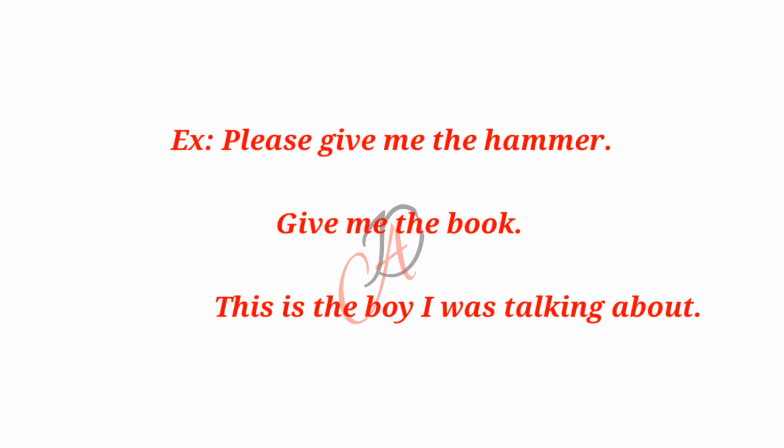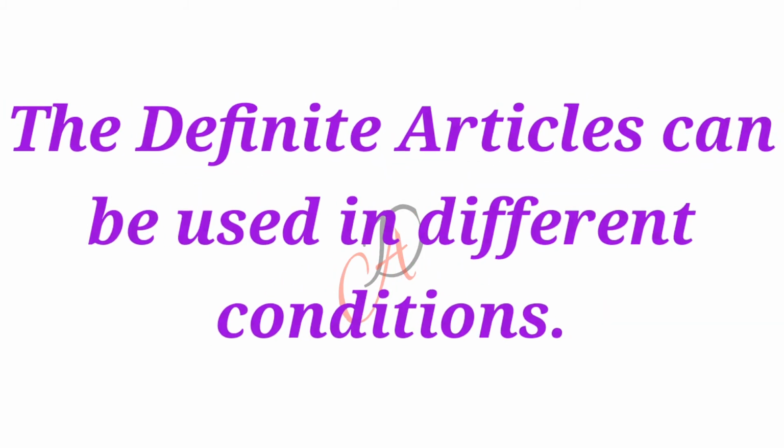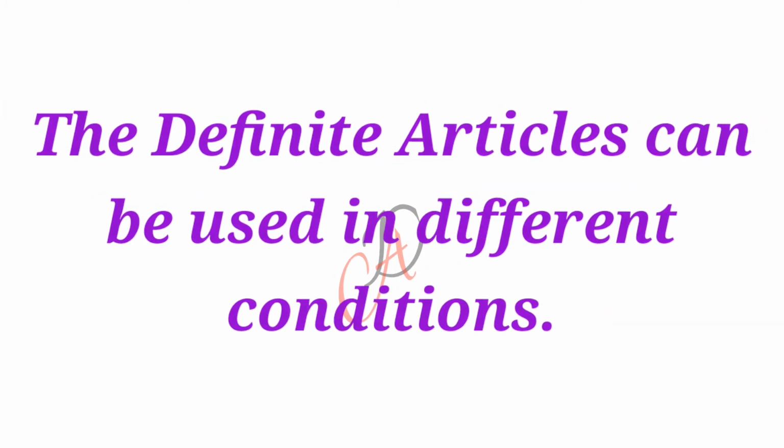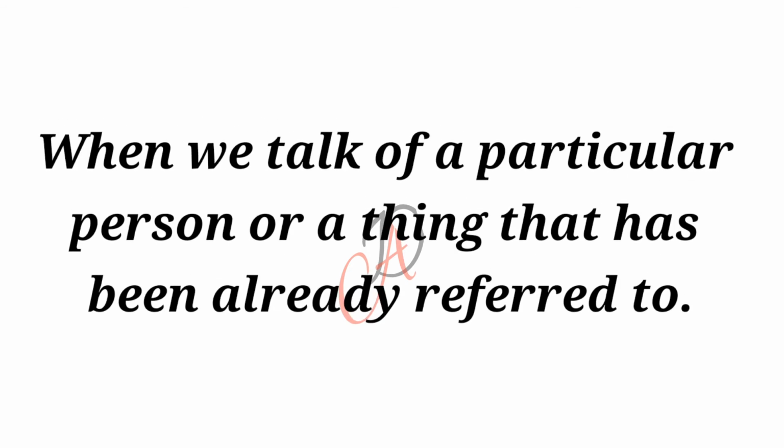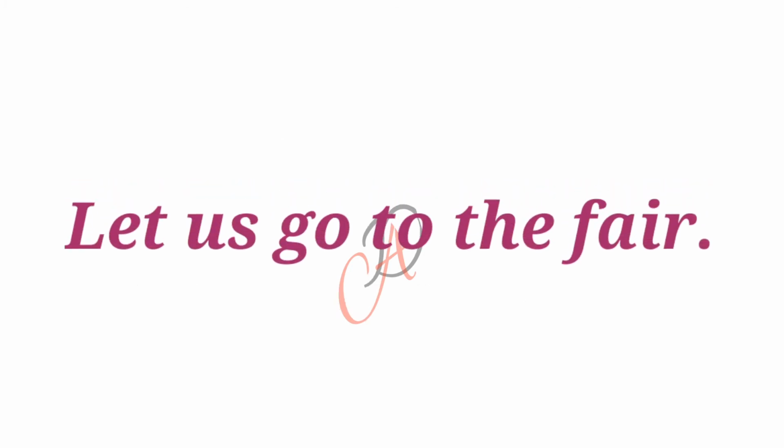Okay, let's move on to the rules to be followed while using the definite article 'the'. The definite article can be used in different conditions. Rule number one: it is used when we talk of a particular person or thing that has already been referred to. For example, let's go to the fair. Here we use 'the fair' because it has already been referred to. But if we are using it for the first time, we use 'a fair'. So let's understand this in detail with an example.